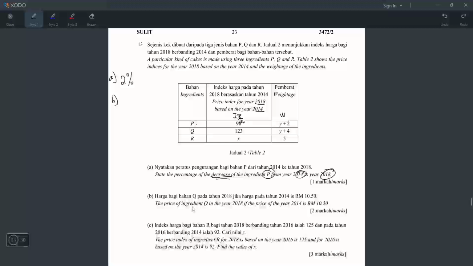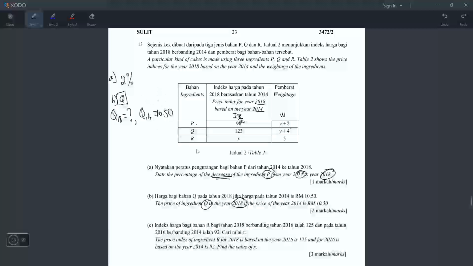Okay, let's go B. The price of ingredient Q in the year 2018, if the price of year 2014 is 10 ringgit 50 cents. So we are talking about Q now, so later I can only refer to Q's information. I cannot look at the others. So the price of ingredient Q in the year 2018. I'm trying to find the price in 2018, so usually for price I will use the Q symbol. So Q 2018 equals to, to find. And the price of year 2014 is 10 ringgit 50 cents.